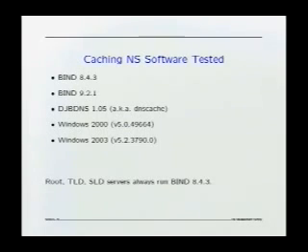This is a list of the caching software that I tested. 2 versions of Bind 8 and Bind 9, DJB DNS, and 2 versions of Windows. These different software packages run only on the caching name server box. The top-level domain, second-level, and the roots all run Bind 8.